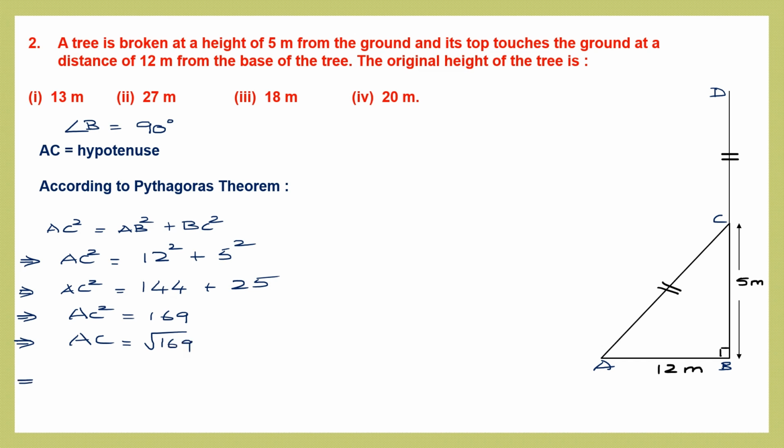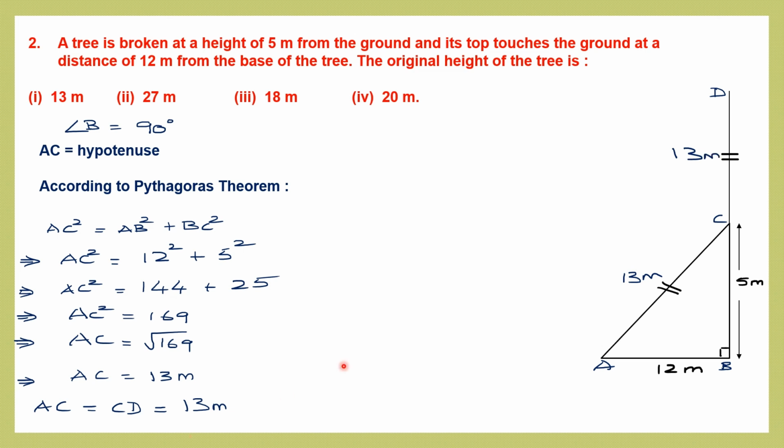So the value of AC is 13 because 13 into 13 is equal to 169. So we have found the value of AC. AC is 13 meters. So let's write it here now. Here we have AC. AC is 13 meters. That means this side CD is also 13 meters. That means we can write it as AC is equal to CD, which is equal to 13 meters. So here also let's write 13 meters.